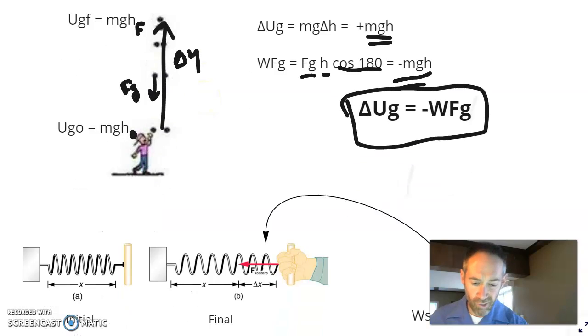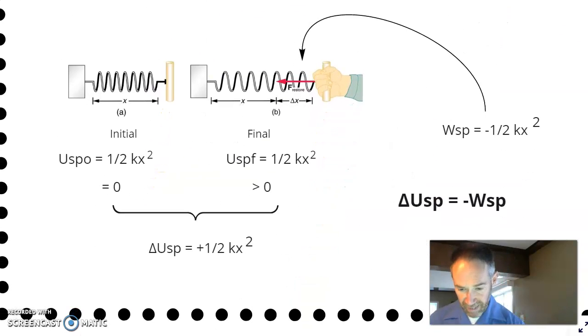Now, I could do a real similar thing with a spring. See, here's a spring, initially relaxed, no energy in it. And then you stretch it out. You pull the thing to the right. The spring, of course, is trying to pull to the left, and so it's doing negative work. And so the amount of energy that you store in a spring is 1/2 kx squared.